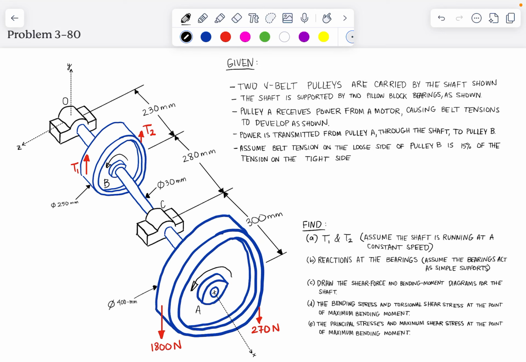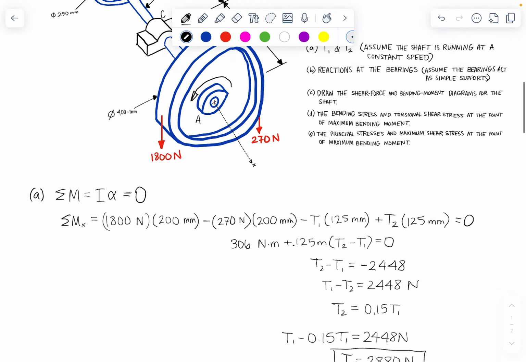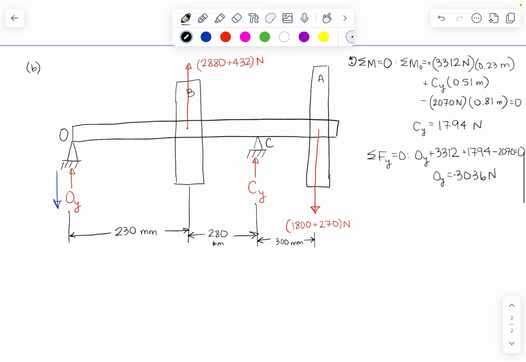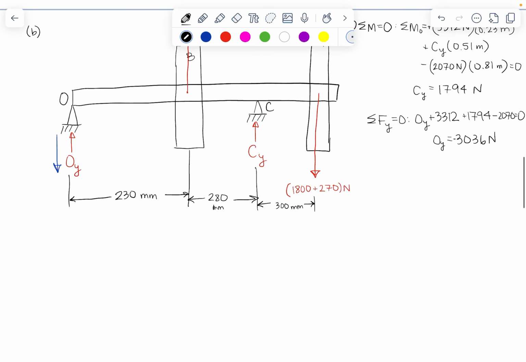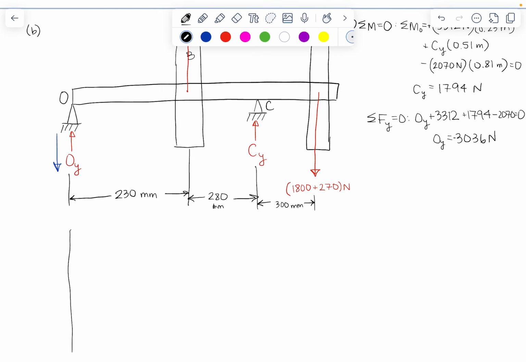Continuing with part C, we're asked to draw the shear force and bending moment diagrams for the shaft. So I'm going to do that just below where we've drawn our answer for part B. And so let me draw our axes. Start with the shear force diagram.